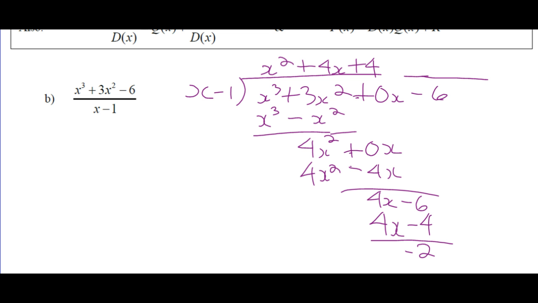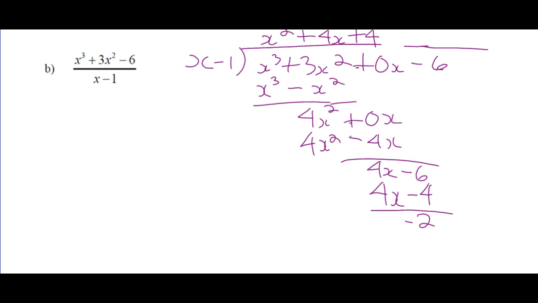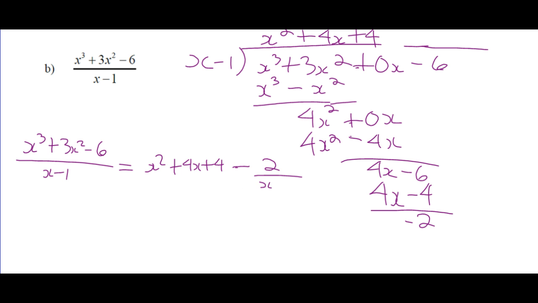So are we done? That's it, right? Because we've got our remainder. Okay, so then what could we say about this? We could say the ugly thing, which is x cubed plus 3x squared minus 6 over x minus 1 is equal to x squared plus 4x plus 4 plus, I guess it's going to be minus 2 over x minus 1. Or we could say the pretty thing, which is x cubed plus 3x squared minus 6 is equal to x minus 1 times x squared plus 4x plus 4 minus 2.